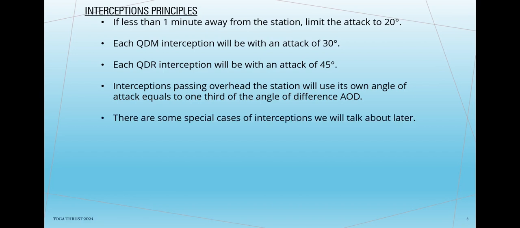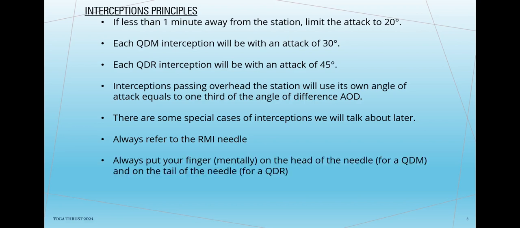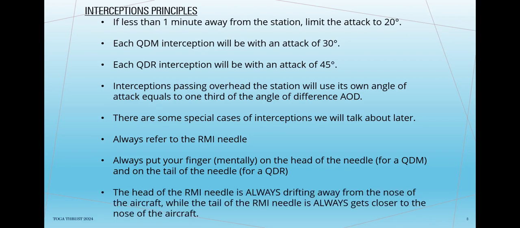There are some special cases of interceptions we will talk about later. Always refer to the RMI needle. Always put your finger, mentally, on the head of the needle for a QDM, and on the tail of the needle for a QDR. The head of the RMI needle is always drifting away from the nose of the aircraft, while the tail of the RMI needle always gets closer to the nose of the aircraft.